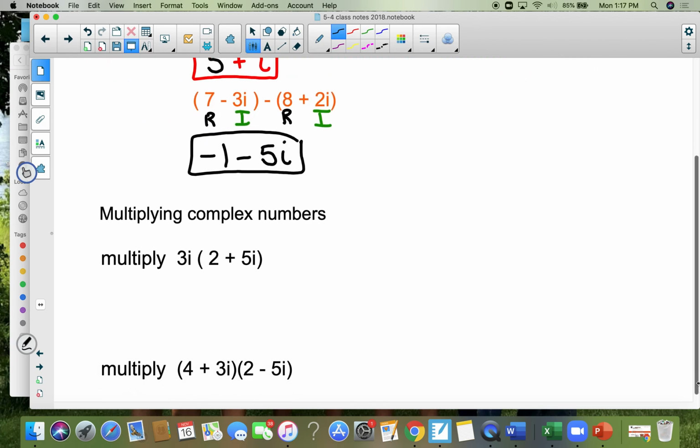Now we're going to do the distributive property. 3i times 2 is 6i. 3i times 5i is 15i to the second.